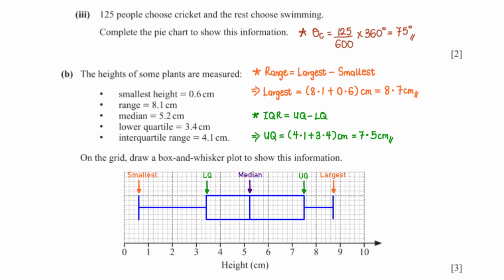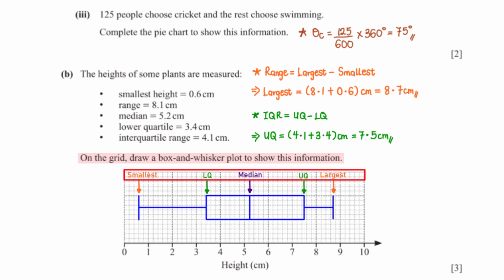The heights of some plants are measured. On the grid, draw a box and whisker plot to show this information. To draw a box and whisker plot, we need 5 different values: the smallest or minimum value, the lower quartile, median, upper quartile, and the largest or maximum value.